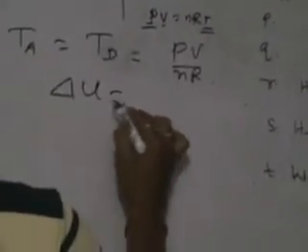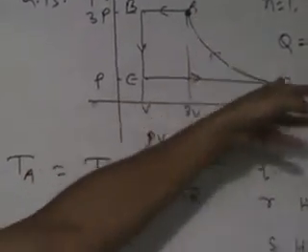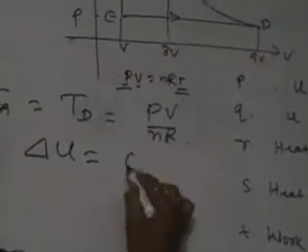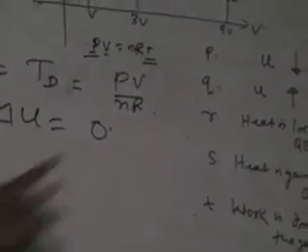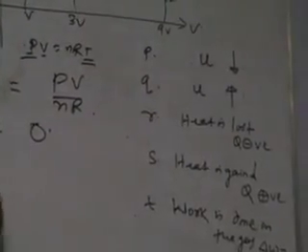Delta U only depends upon the initial and final condition, not the temperature in between. We don't care whether the temperature at all these points is equal or not, we are only concerned that at D and A the temperature is the same. So delta U becomes 0 because it only depends upon initial and final temperature, nCv delta T. So delta U is 0. So P and Q can't be correct in this case.